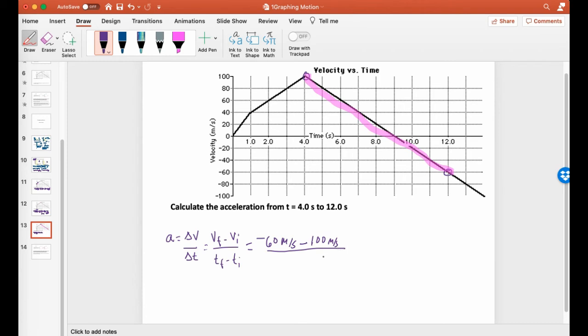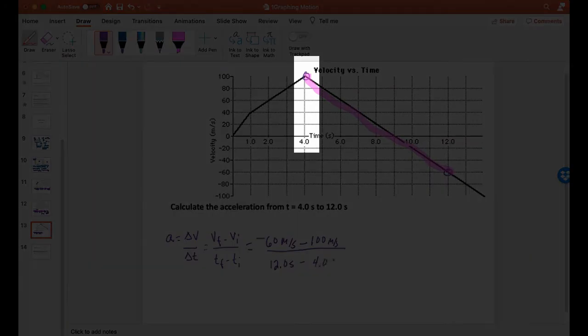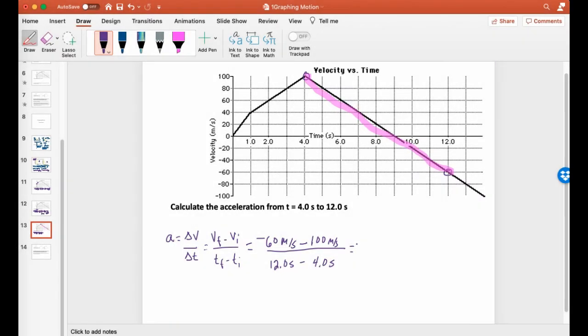And the final time, what is that? The final time is at 12 seconds. And the initial time is 4 seconds into the trip, right? So negative 60 minus 100 gives you negative 160 meters per second. 12 minus 4 is 8 seconds. So negative 160 divided by 8 gives you negative 20, and that would be meters per second squared. And that makes sense considering that the slope of this line is negative, so we should have a negative magnitude.